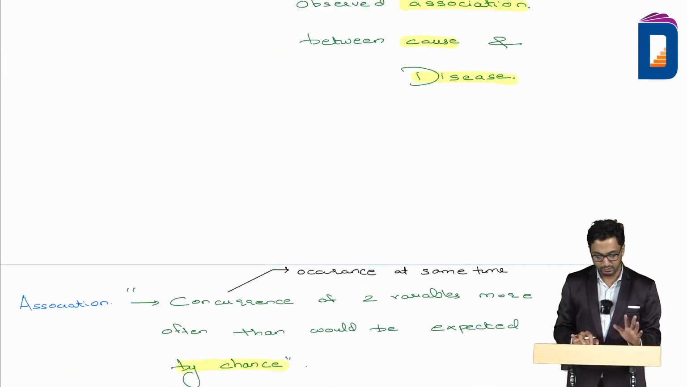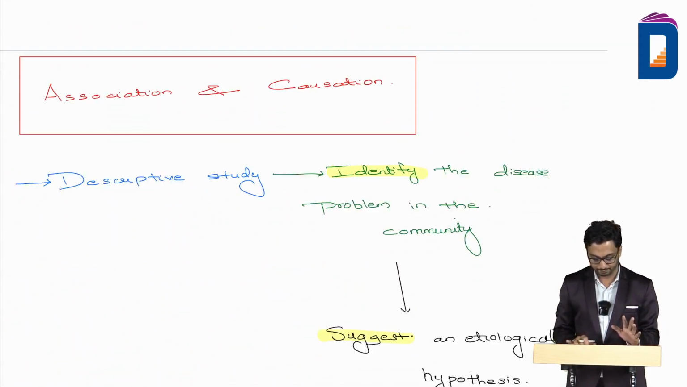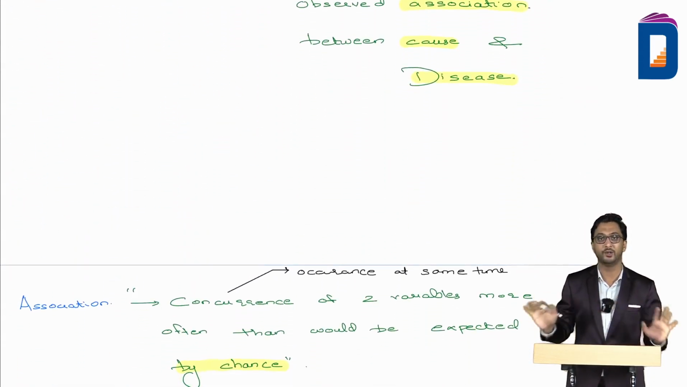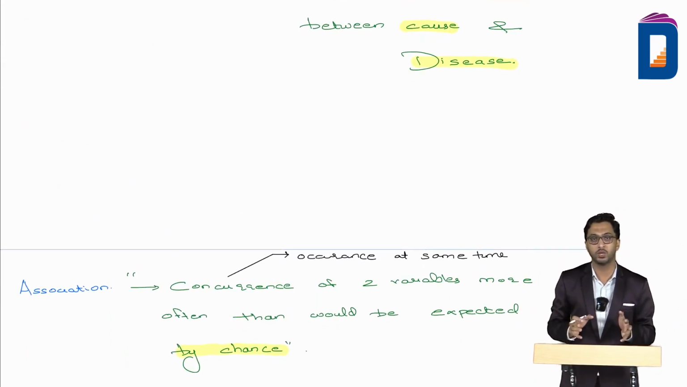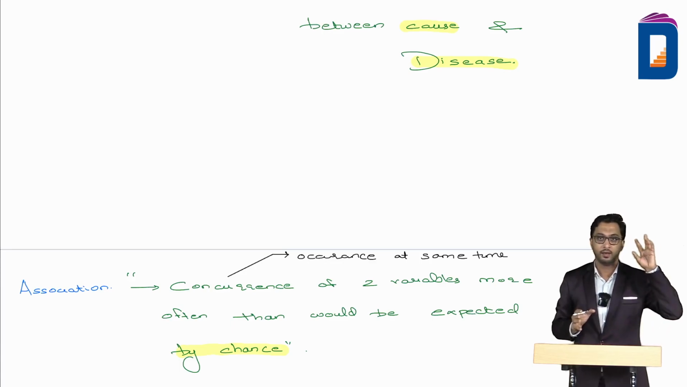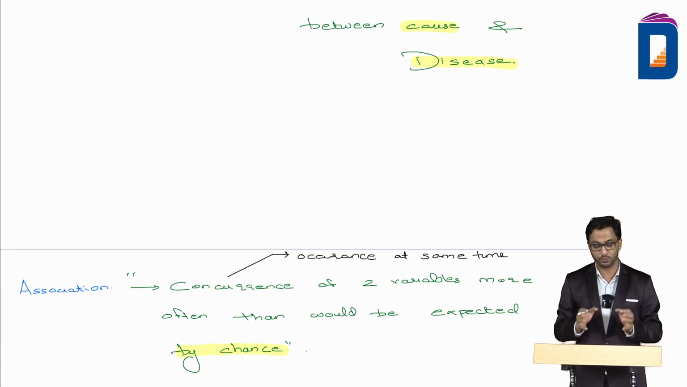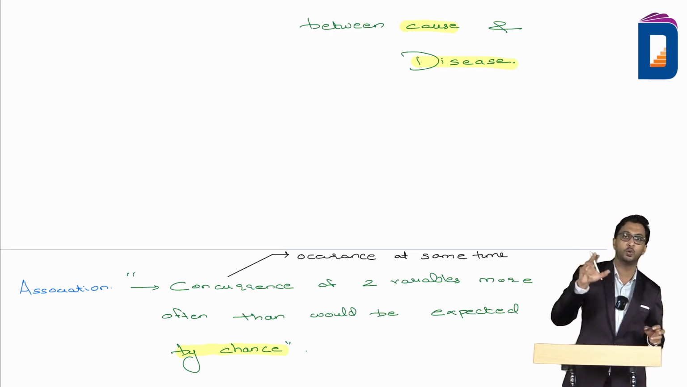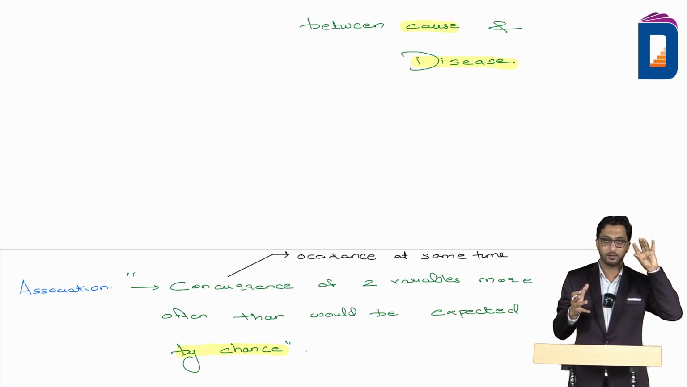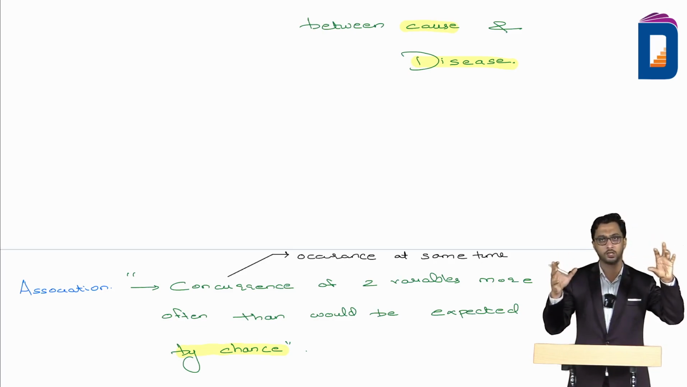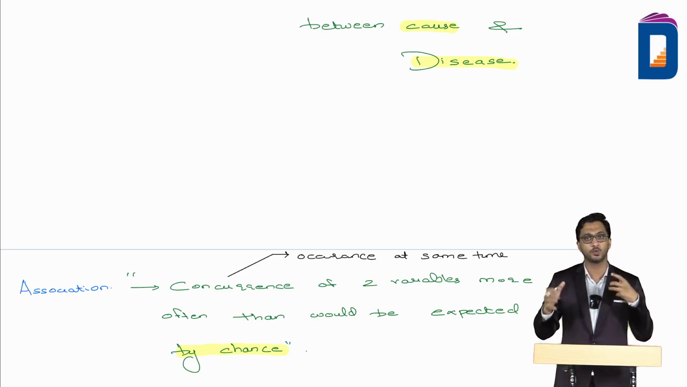Okay, that's simple. But what is more important here? All these were just an introduction. If you don't even learn it, no problem. Basically, what we want to know here is, the key is the association between the cause and the disease, which is what we are going to study today. So how you can associate a disease with its cause, or what are the types of associations which you can see.